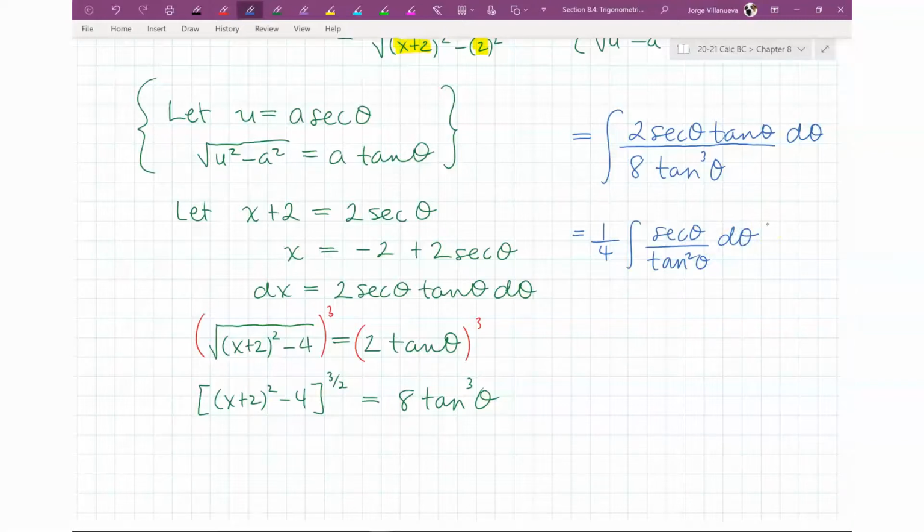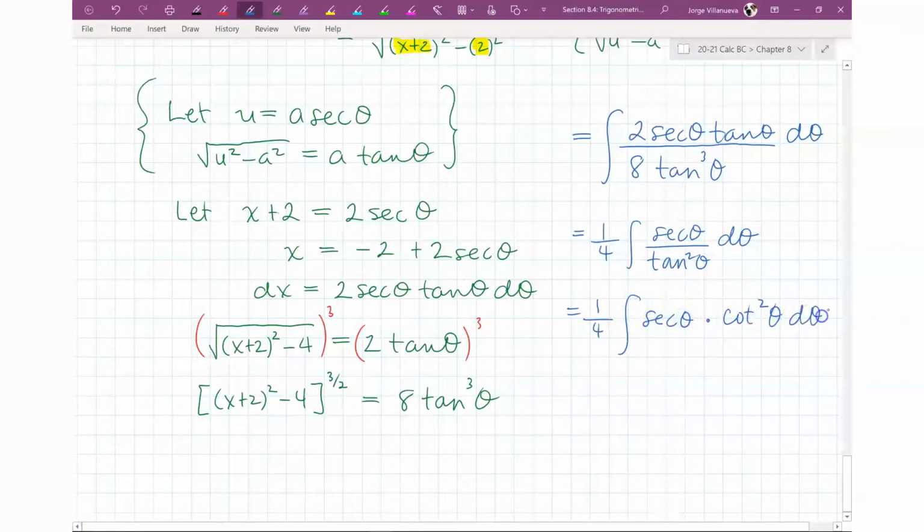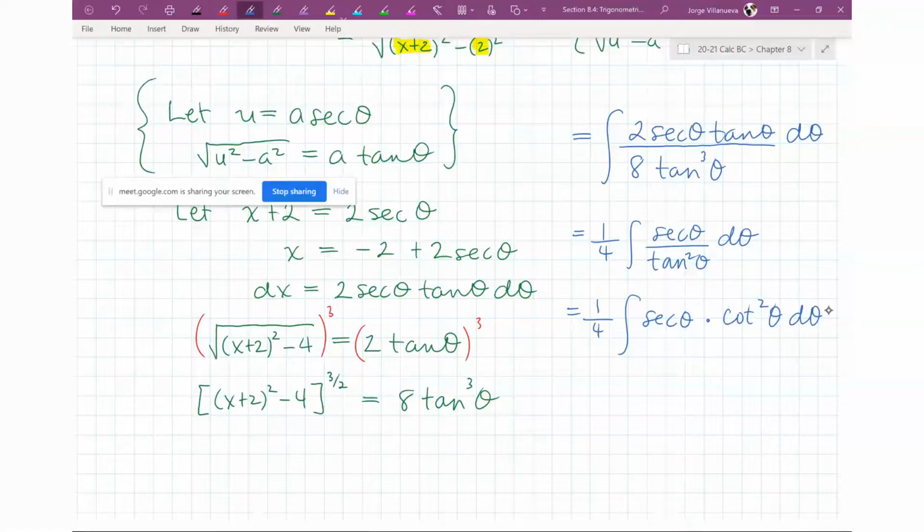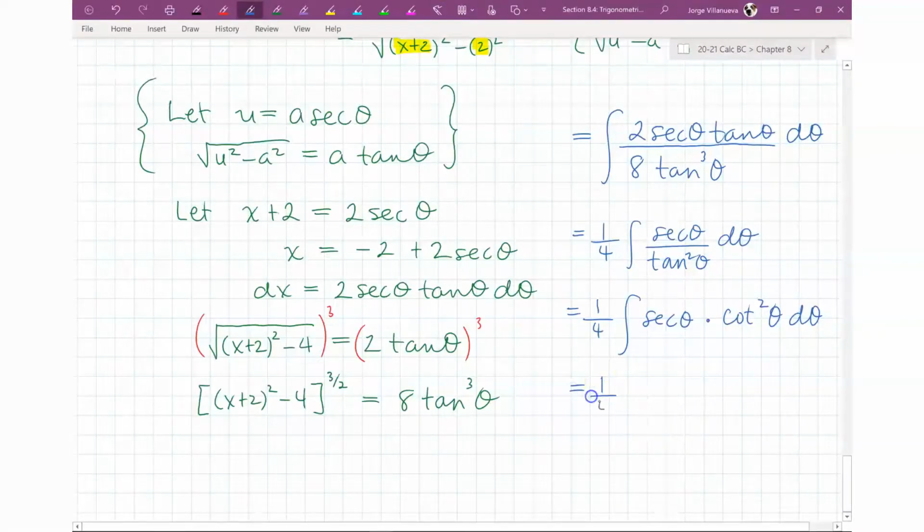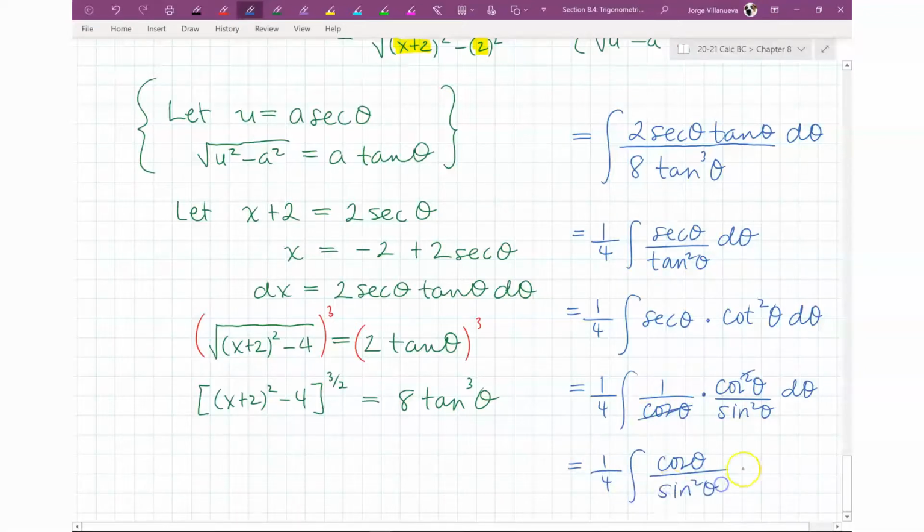Okay, now you can do a lot of interesting things with this depending on what you want, but I usually like to simplify as much as I can. So let me do an extra step here. Secant theta times cotangent squared theta d theta, right? If tangent squared theta is in the denominator, I can bring it up as a cotangent. Let me rewrite those things in their basic form. This is 1 over cosine theta, and then this is cosine squared theta over sine squared theta d theta. That means I can cancel, and I have this cosine theta over sine squared theta d theta.